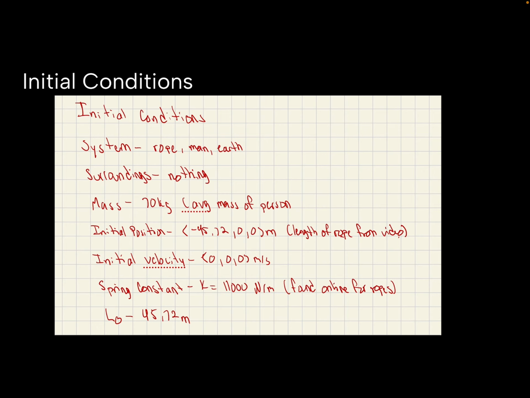The surroundings is nothing. The mass we're estimating to be about 70 kilograms, which is the average mass of a person. The initial position is negative 45.72 meters in the x component, and zeros in the others. We got that from the length of the rope stated in the video. The initial velocity was 0 meters per second, and the spring constant we are estimating to be about 11,000 newtons per meter, which we found online for average climbing ropes. L naught is 45.72 meters as stated.